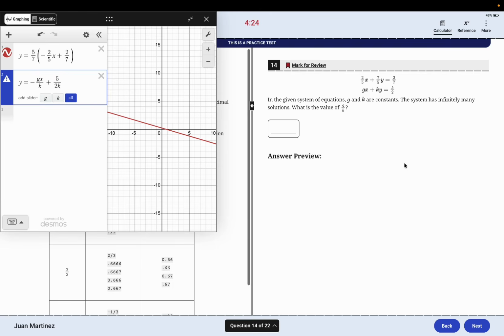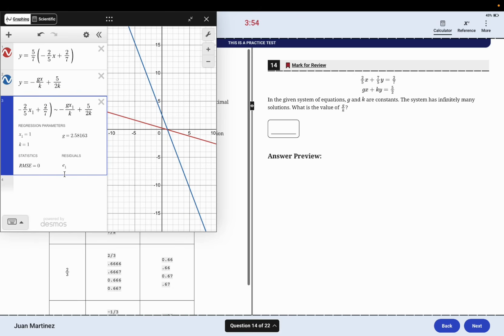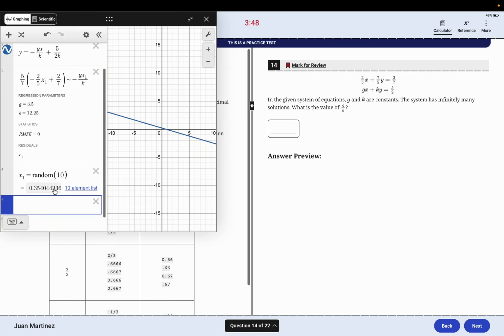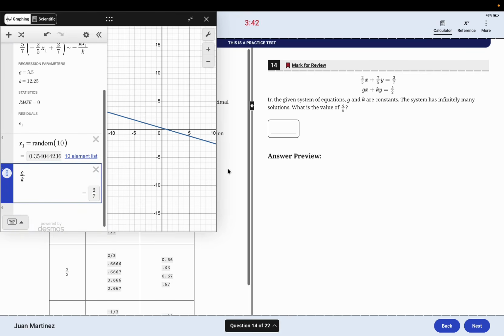And we're told that these are infinitely many, so we can just set them equal to each other. So we can just say 5 over 7, negative 2, right, as a regression, by the way. So negative 2 over 5, x1 plus 2 over 7 is equal to this value right here, gx1 over k plus 5 over 2k. And we have to set x1 to some random values. And now we're told that we're given the values of g and k, and they're that, which is 2 over 7.